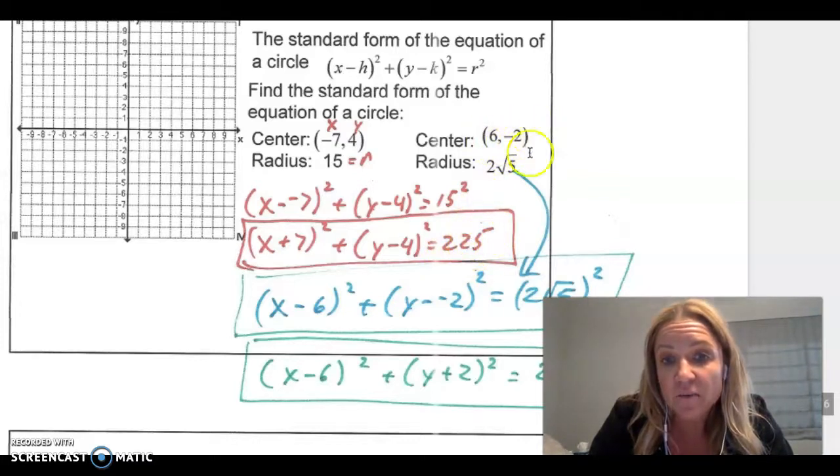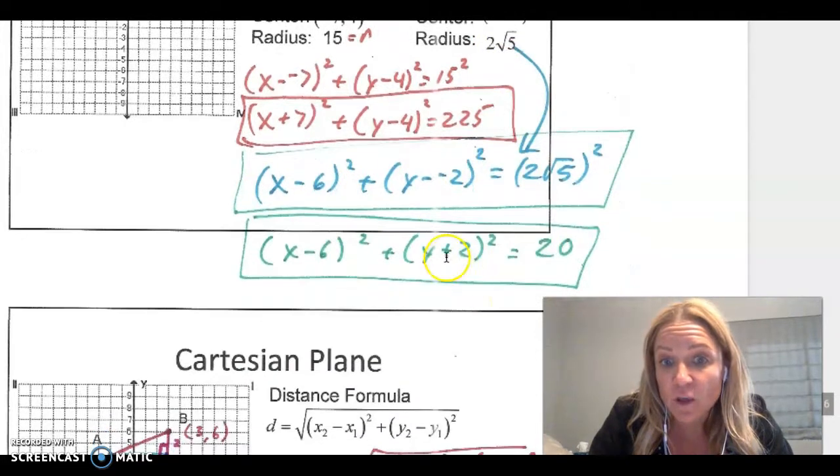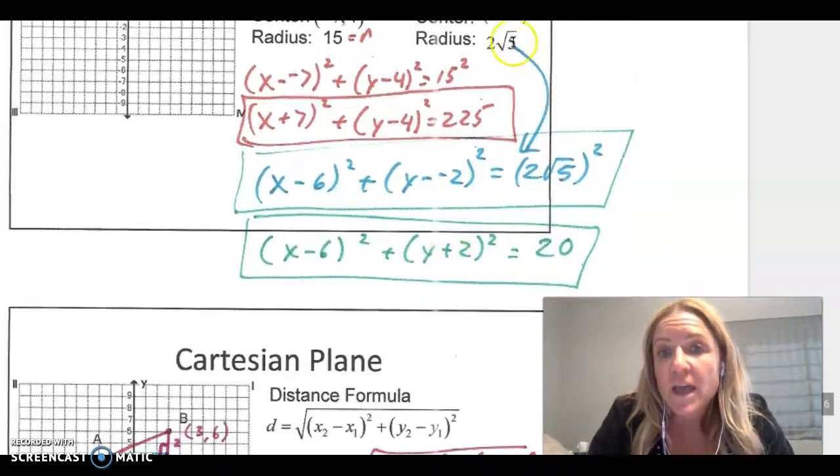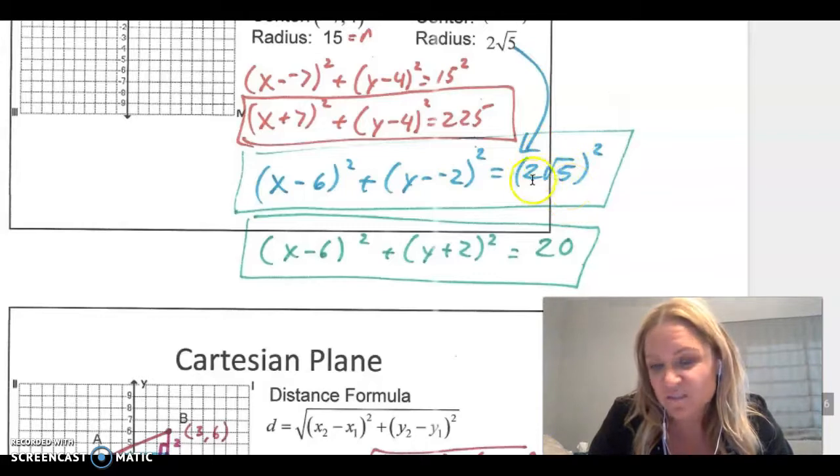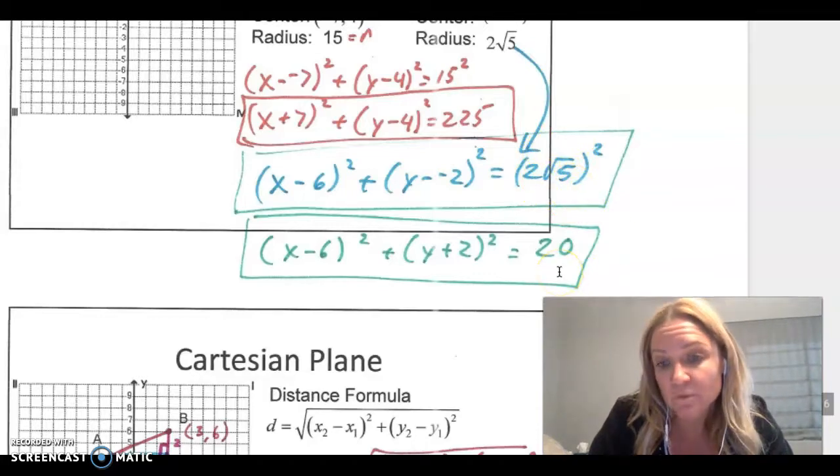All right, let's try another one. Plug in 6, so it's x minus 6 squared. Plug in -2, so minus minus. You're going to end up having a plus 2. And then 2 rad 5. You want to square that 2 rad 5. 2 times 2 is 4. And then square root of 5 times the square root of 5 is just 5. So 4 times 5, that's where the 20 comes from. Okay.